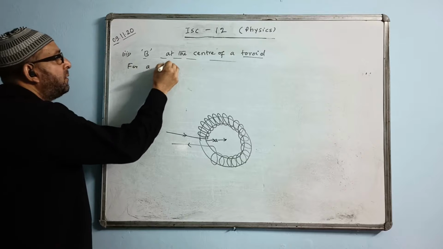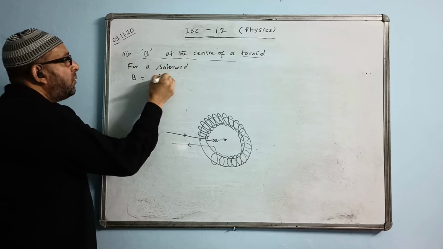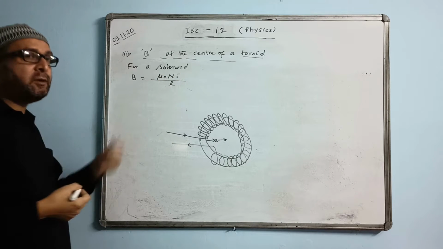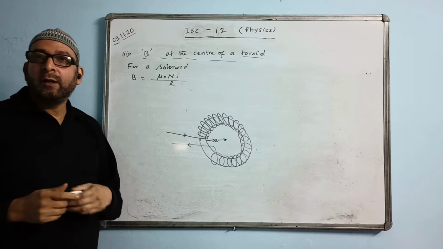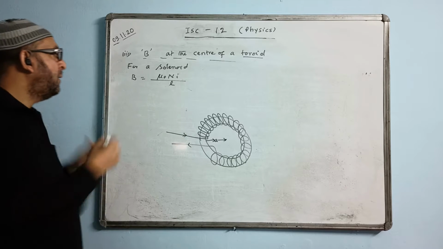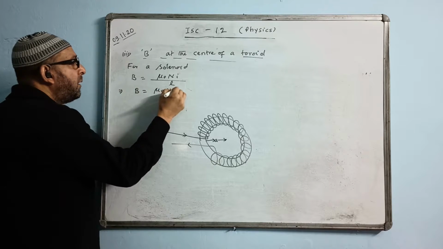For a solenoid, what was the formula we derived just now? Mu naught N I by L. This was the formula we have already derived using Ampere's law, so we don't have to derive it again. We will simply write B equal to mu naught N I by L.